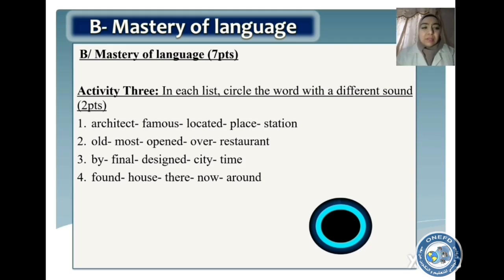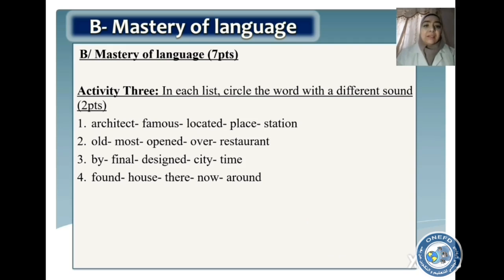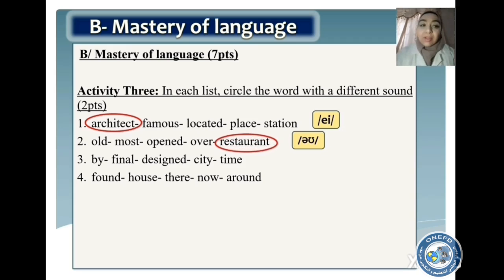Let's see. List number 1, we have architect, famous, located, place, station. Which sound is repeated? It is the diphthong A. Famous, located, place, station. Architect isn't pronounced with the sound A, so I circle the word architect. In list number 2, old, most, opened, over, restaurant. Which sound is repeated? It's the diphthong O. Old, most, opened, over. Restaurant doesn't have this sound, so I circle the word restaurant.